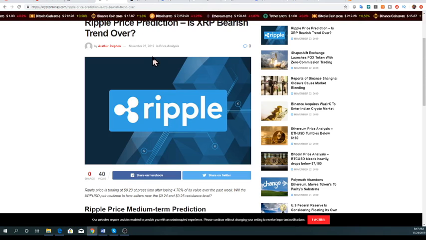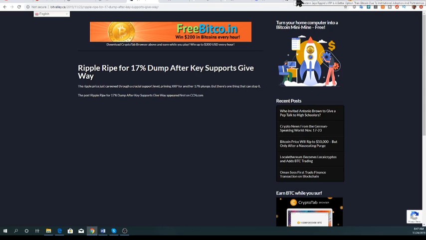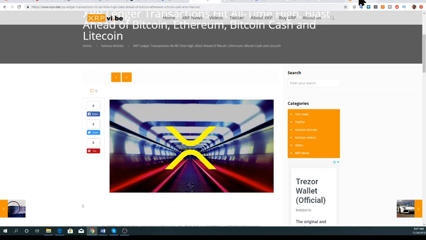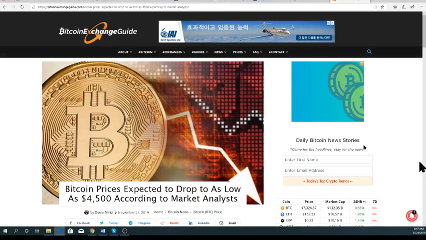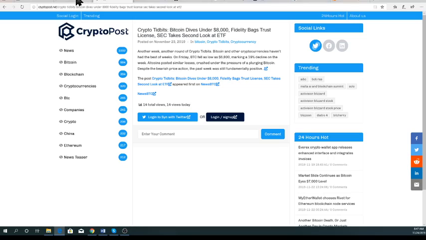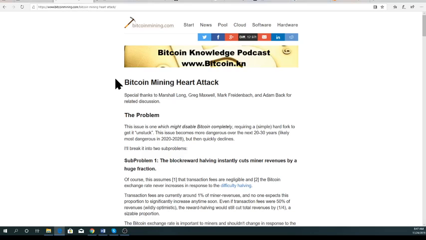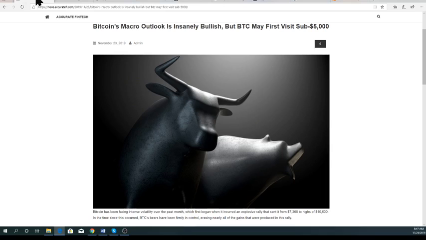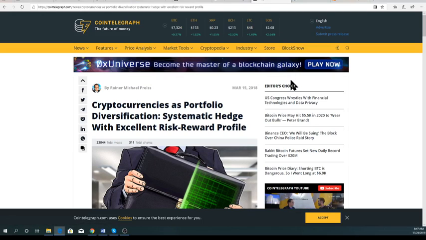Then we will go through some news articles related to Bitcoin, XRP, Ethereum and other cryptocurrencies, and we will check the news articles which showcase the future outlook, say for Bitcoin or other cryptocurrencies.